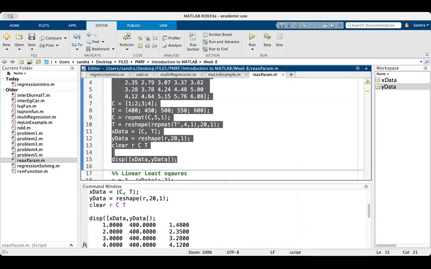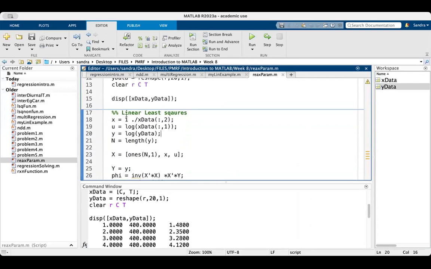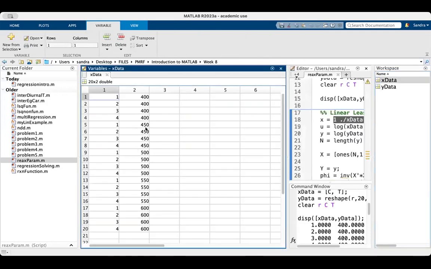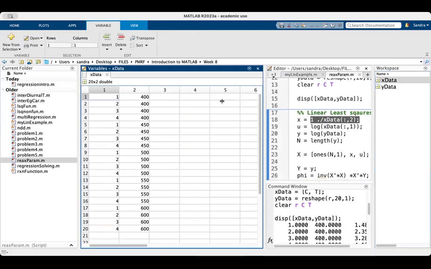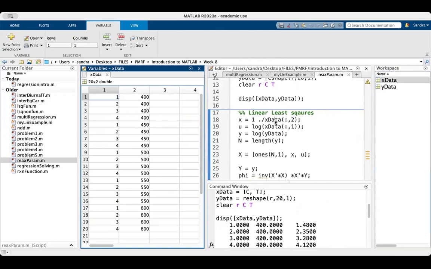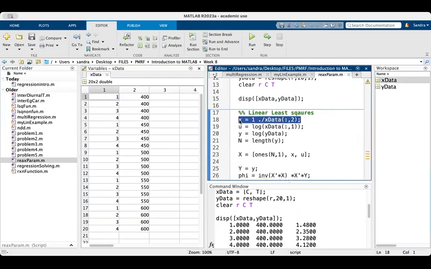Now what you have to do is find x. What is x? x is 1 by T. In this X data, temperature comes in the second column. So for calculating x, you take 1 divided by the second column. This gives you 1 by temperature. Next, we have to calculate the log of C.